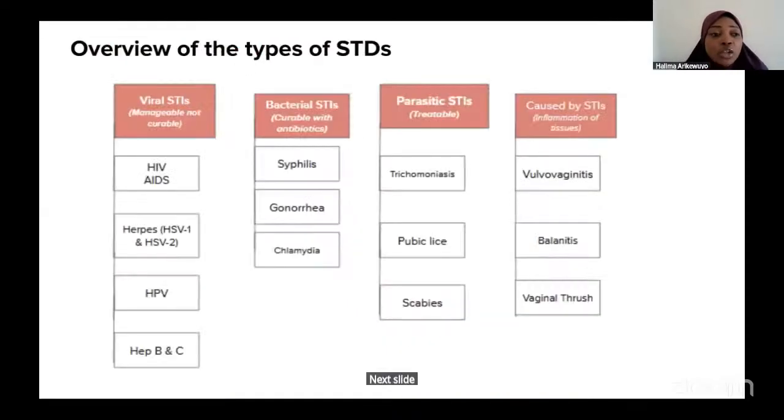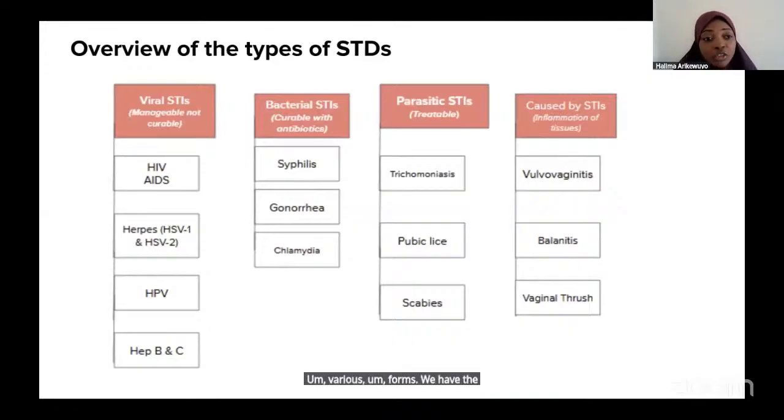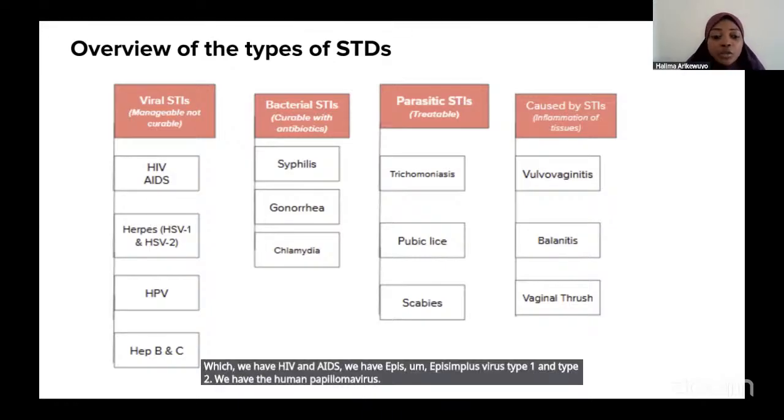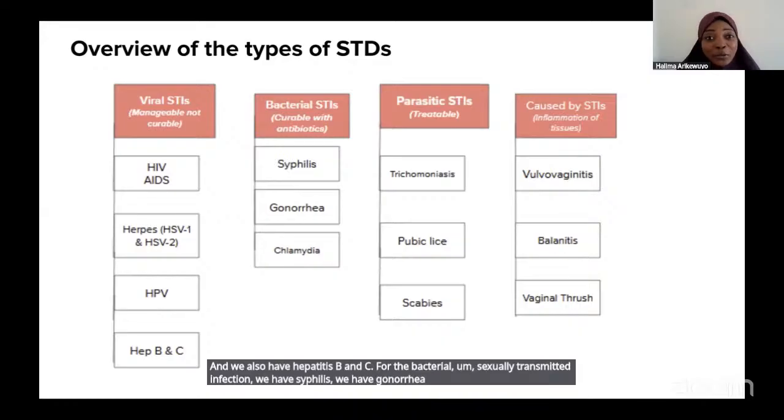Next slide, please. In terms of sexually transmitted infections, they've been grouped into various forms. We have the viral sexually transmitted diseases, which include HIV and AIDS, herpes simplex virus type 1 and type 2, the human papilloma virus, and hepatitis B and C. For the bacterial sexually transmitted infections, we have syphilis and gonorrhea. I'm sure we've all heard of gonorrhea, which is very common. Chlamydia is equally very common. For the parasitic STIs, we have trichomoniasis, pubic lice, and scabies.